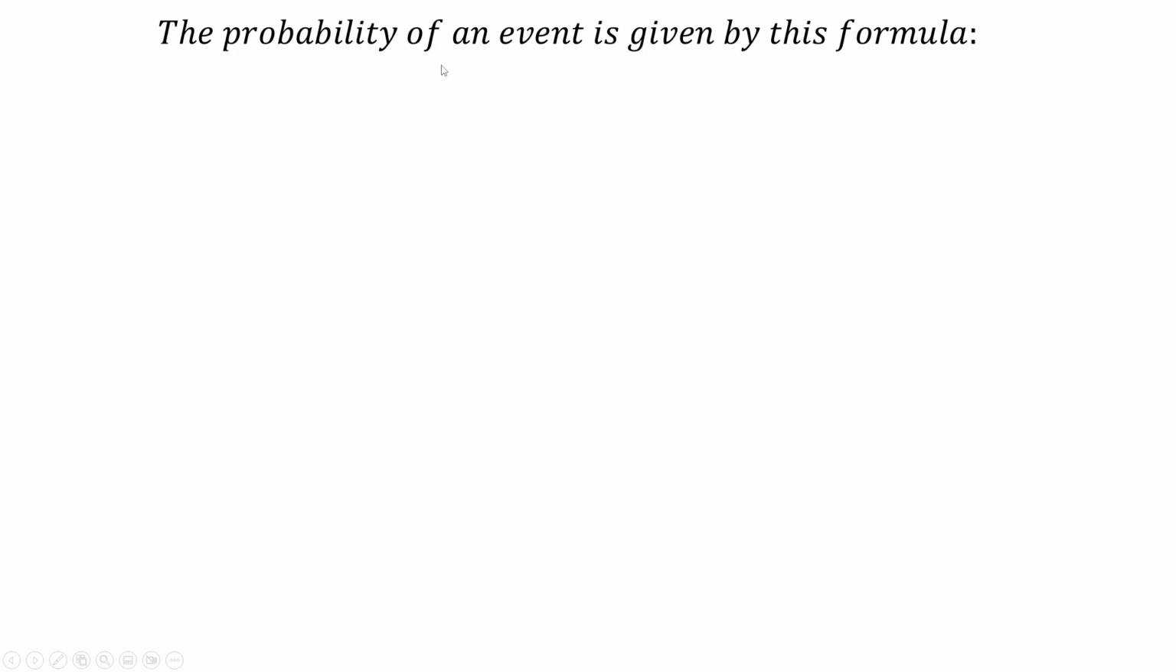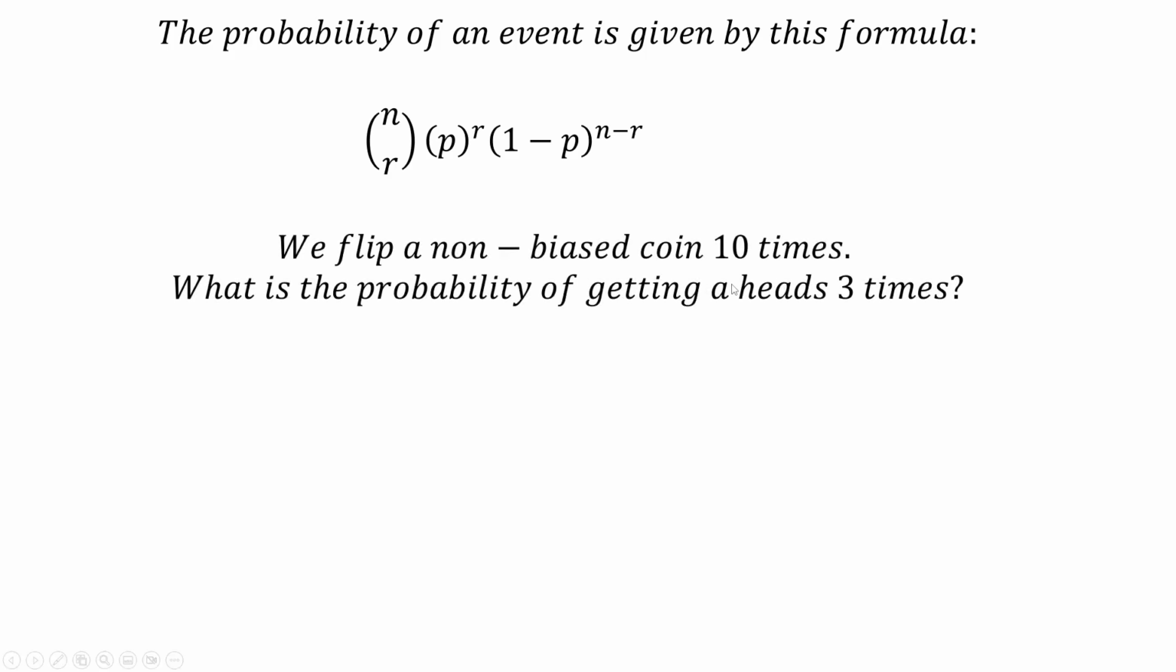Now the probability of an event is given by this formula, which you might have seen before. If you're doing binomial distribution, you will likely have been shown this formula, so I won't go over it for too long. Say we flip a non-biased coin 10 times, what's the probability of getting heads 3 times? Here n is the sample size, and r is how many we're choosing to be successes.